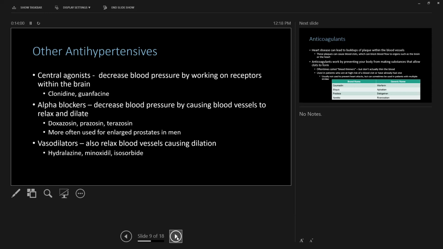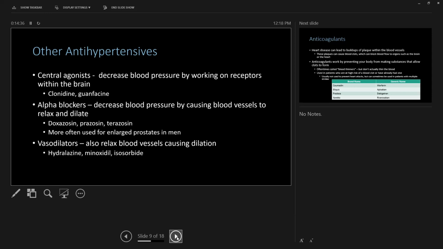The next group are called alpha blockers. These are drugs like doxazosin, prazosin, and terazosin. These are also pretty effective blood pressure medications. They do sometimes cause a little bit of dizziness because they are so effective. So we often will encourage patients to take these at bedtime. That way, if they do get dizzy, hopefully they will just sleep through it. The way that these drugs work is they just cause blood vessel relaxation and dilation. So it helps to decrease blood pressure that way.